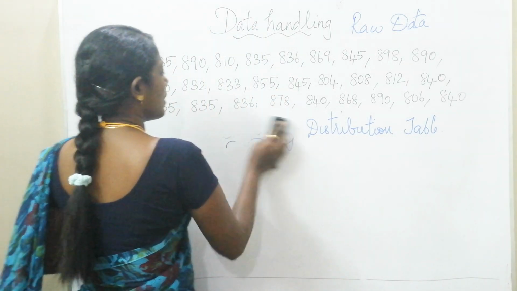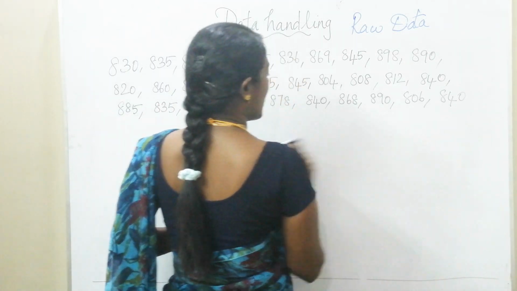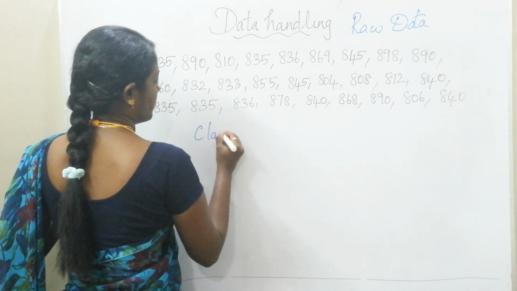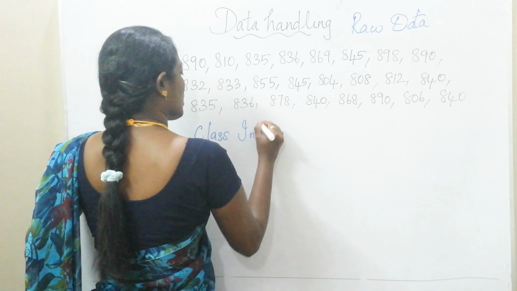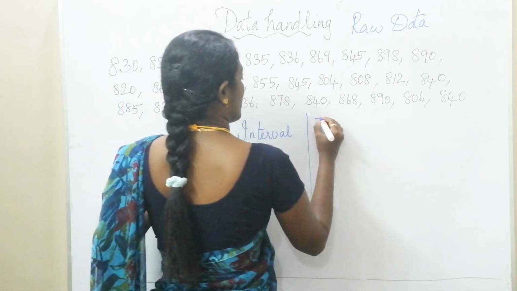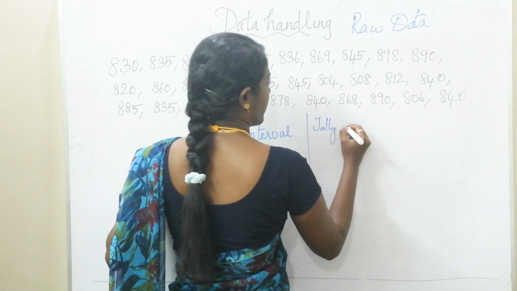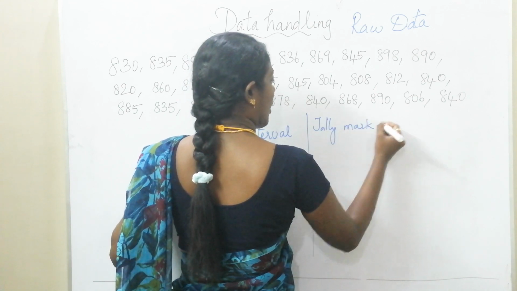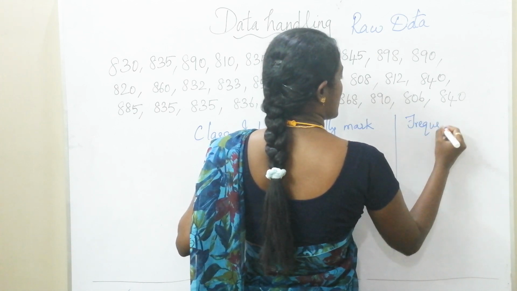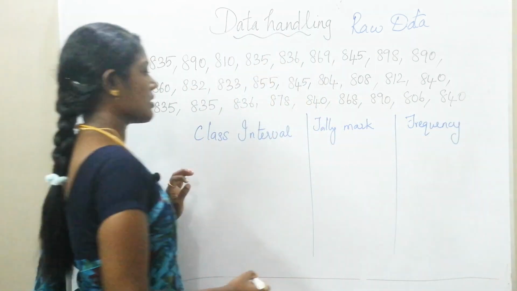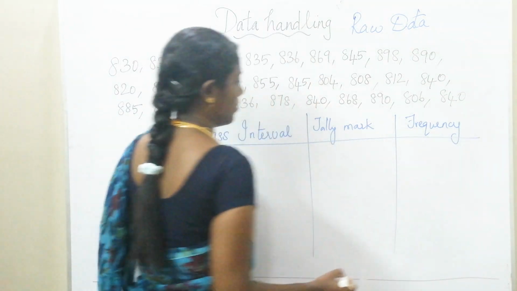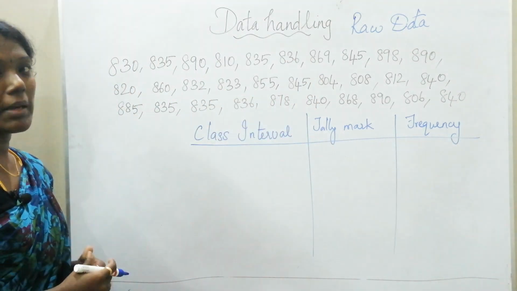So, I am going to draw the table first. For that table, I should have 3 columns. One is the class interval, the other one is the tally mark, and the last is the frequency. So this is how I will draw my frequency distribution table. First I will draw my class interval, then my tally mark, and last I will have my frequency.